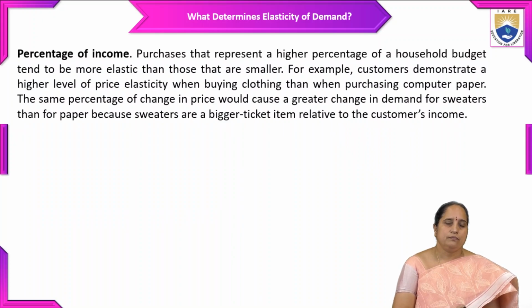Then comes percentage of income. Purchases that represent a higher percentage of a household budget tend to be more elastic than those that are smaller. For example, customers demonstrate a higher level of price elasticity when buying clothing than when purchasing computer paper. The same percentage of change in price would cause a greater change in demand for sweaters than for paper, because sweaters are a bigger ticket item relative to the customer's income.